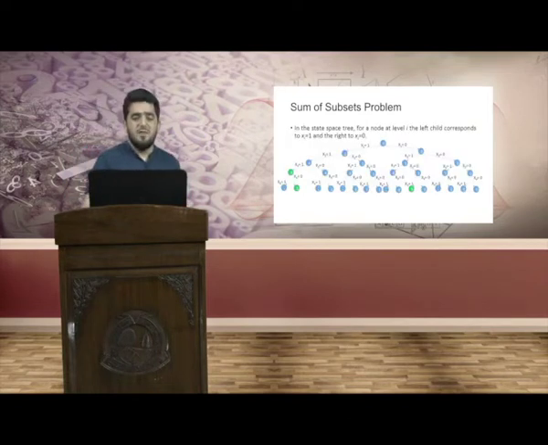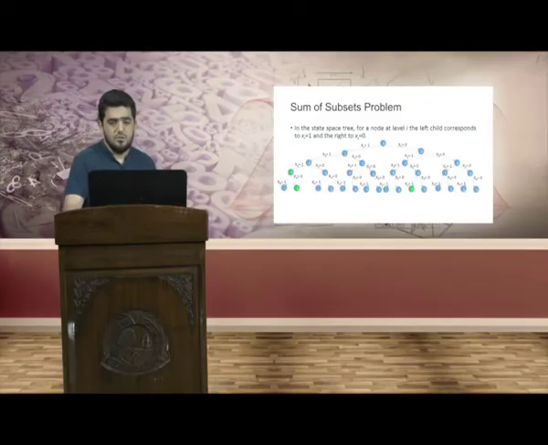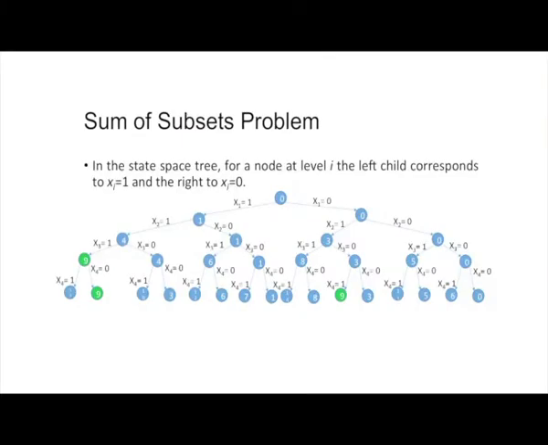Now if we consider the state space tree of the example that we discussed previously, as you can see, we have mentioned on the slide that a node at level i corresponds to weight number i. For example, level 1 means we are talking about weight number 1. Level 2 means we are talking about weight number 2, and so on and so forth. So for a node at level i, that is weight number i, the left child corresponds to xi is equal to 1.